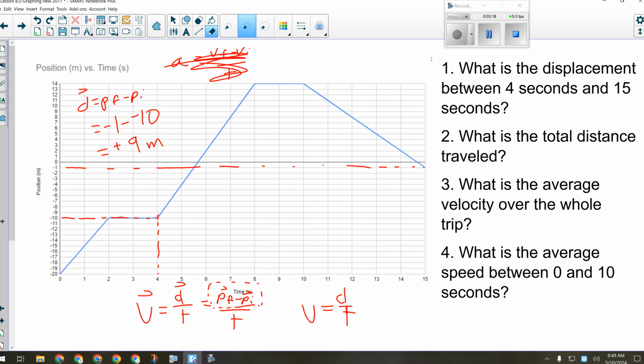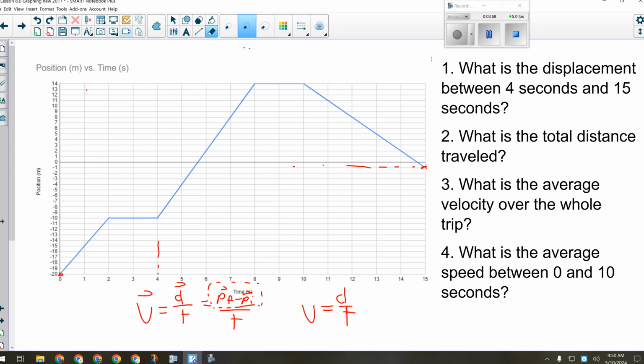What is the total distance traveled? Okay, so distance is how far I go. Doesn't care which direction, doesn't care whether I've turned around, okay? Just cares how far did I go. Can I figure out how far this object travels in each part of the graph? Is that different than me just going final position minus initial position? It is. If I do that, I'm calculating the total what? Displacement. That would be the total change in position, because that's what I'd be using.